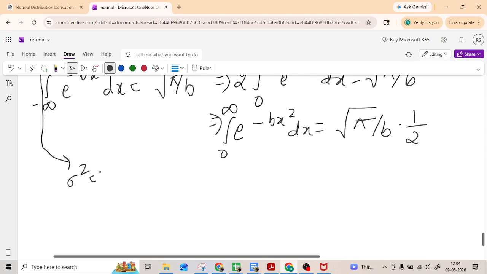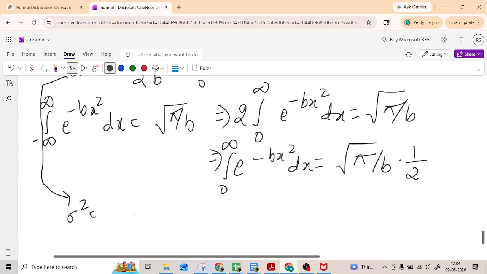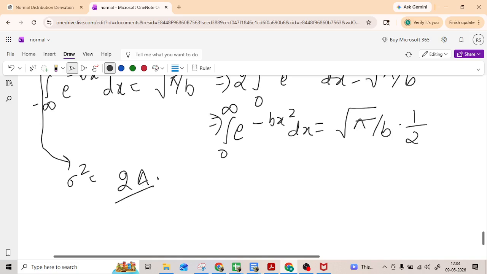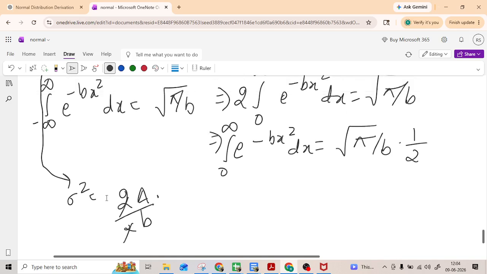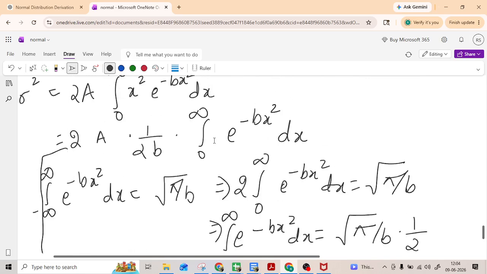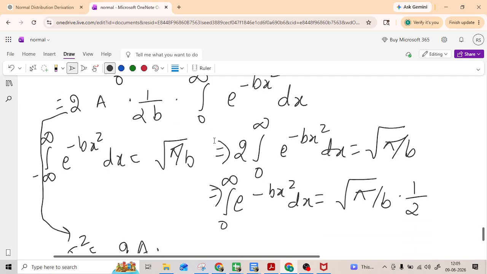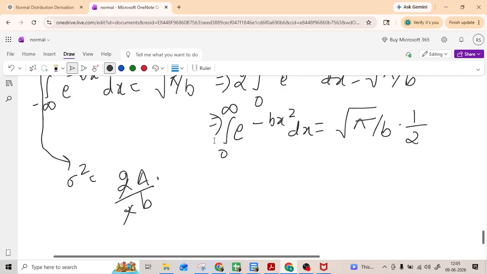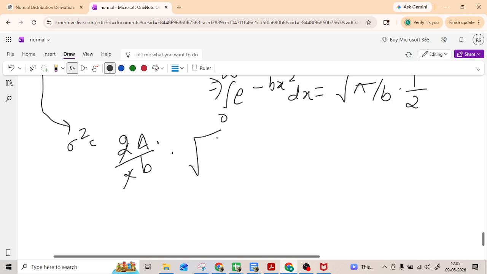So sigma square was what? Sigma square was 2a into 1 by 2b. So let's write 1 by 2b, the 2 gets cancelled. Good. And then this specific formula, integral 0 to infinity e raised to the minus bx squared dx, was nothing but root pi by b into 1 by 2. There are so many 2's over here. Okay, good. So it becomes a by 2b into root pi by b.